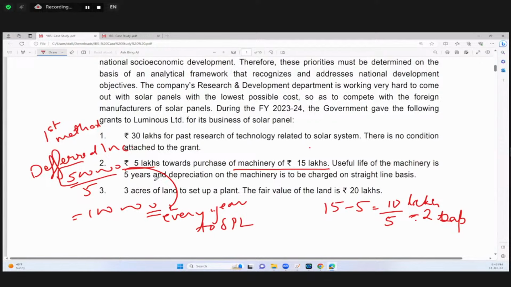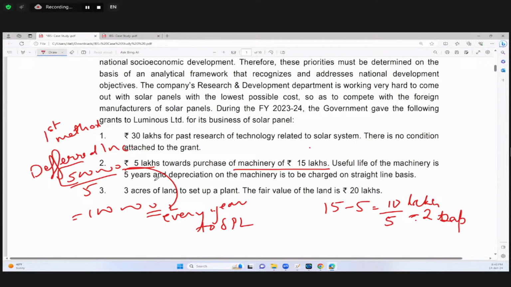What is the nominal value here? Nominal value is say 1 rupee. That is the nominal value which you are not going to depreciate. It will only show that the asset is there with the entity, just to show that the assets are recognized at nominal value.